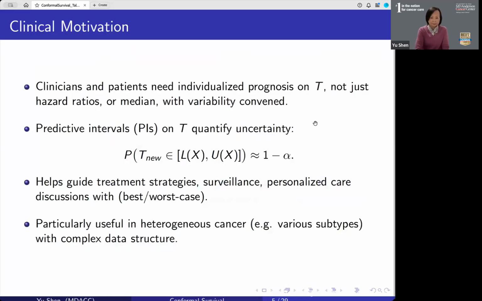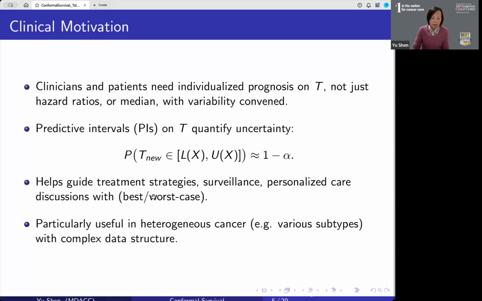Okay, so the predictive interval on survival time. As statisticians, we acknowledge uncertainty. We can never give a single predictive value, saying this patient's survival time will be 5 years. We don't have that confidence. Usually we would give a range, for example 3 to 7 years with 90% probability. That's our purpose: we want to predict this type of interval.